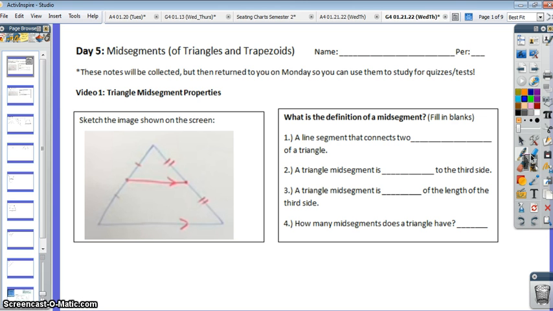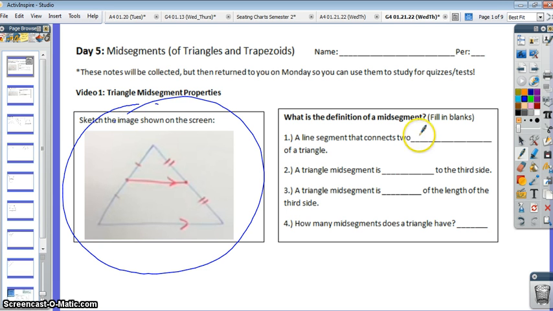We're really quickly going to review your answers from the first and second videos, and then we'll move into the third video. So you should have an image sketched on your paper that looks like this. What is the definition of a midsegment? It is a line segment that connects two midpoints of a triangle. Change that if you have something else. A triangle midsegment is parallel to the third side, and a triangle midsegment is half of the length of the third side. So if this is 10, this is 20.